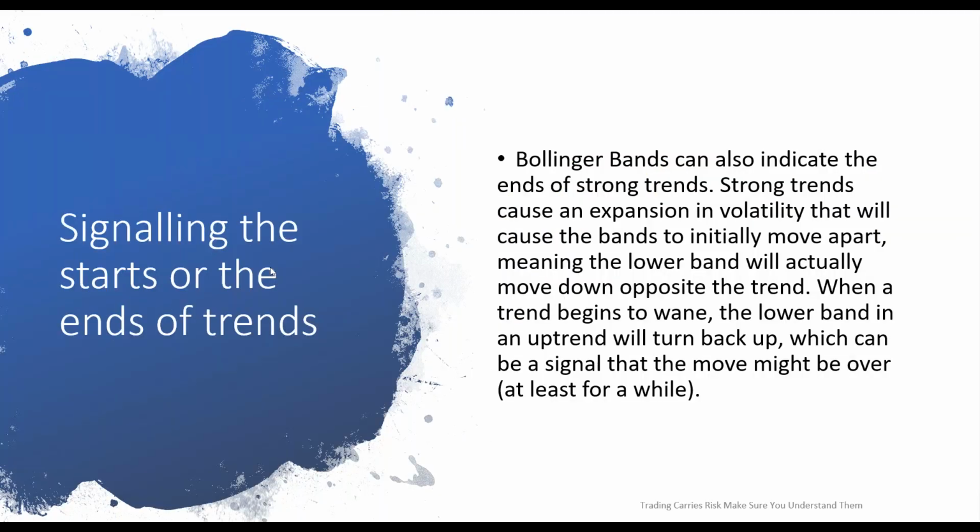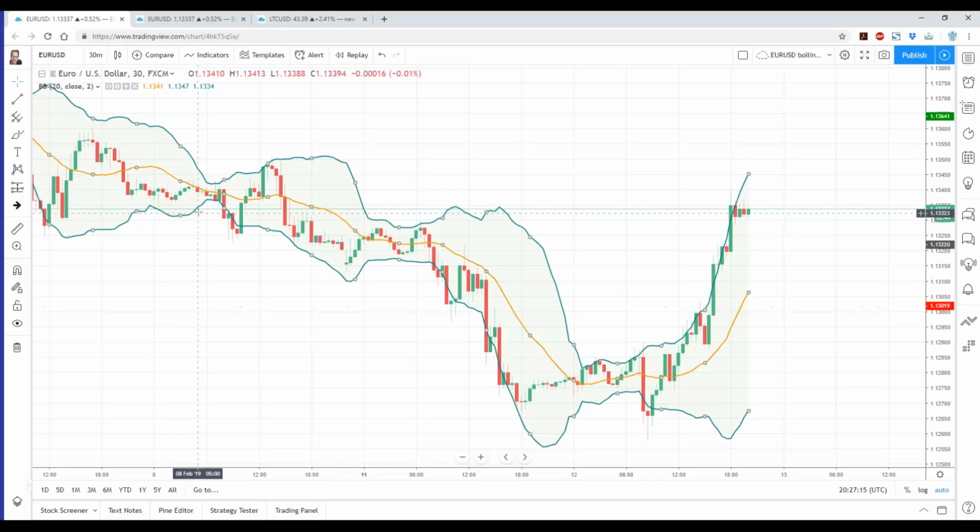So Bollinger Bands can also indicate the end of strong trends. Strong trends cause an expansion in volatility. Okay, now this is where people get a little bit confused. So let's go over to my chart. The width of the band and the shape of the bands don't really tell you much of anything.